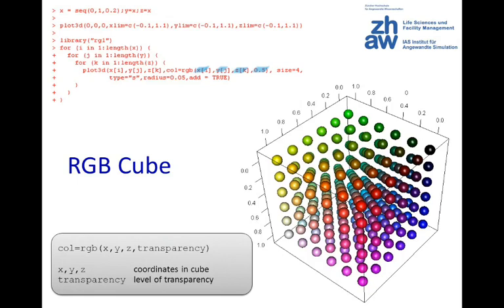You can also use this RGB command directly if you want to color your plots yourself. Maybe it can be useful, but be aware that when you start doing this, it will take some time till you have found the right color combinations.